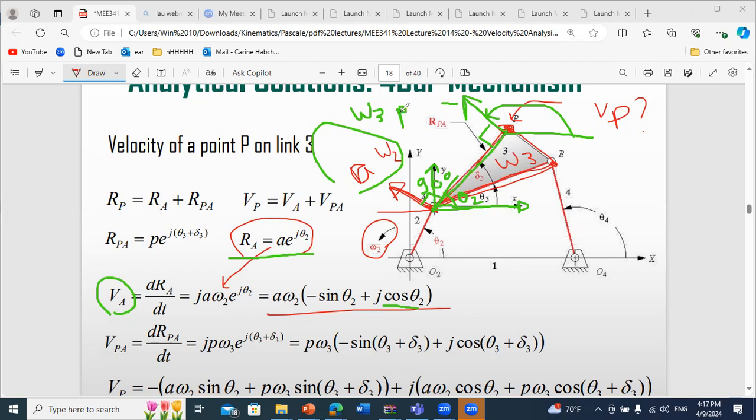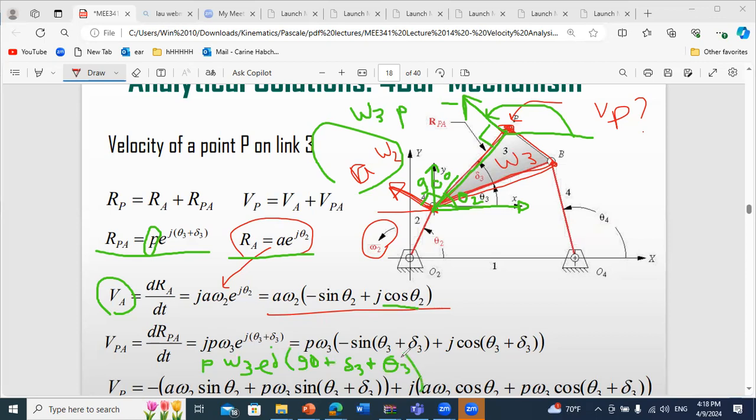That's why you will obtain exactly the same result as deriving the vector. Vector P relative to A is the magnitude of the vector, which is p, times e^(j(theta 3 plus delta 3)). When you derive, it's jp omega 3 e^(j(theta 3 plus delta 3)), which is equivalent to p omega 3 times e^(j(90 plus theta 3 plus delta 3)), okay? So now, if you compare the two vectors, it's exactly the same.